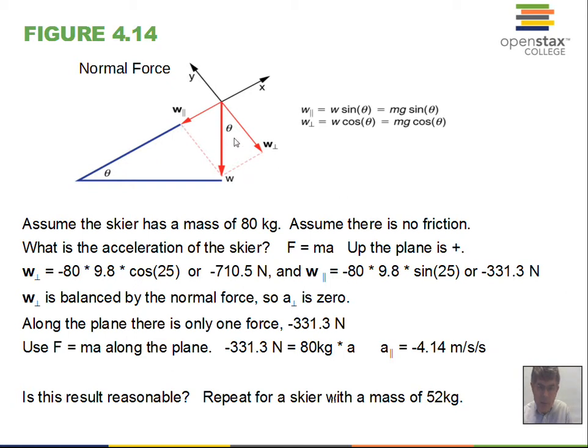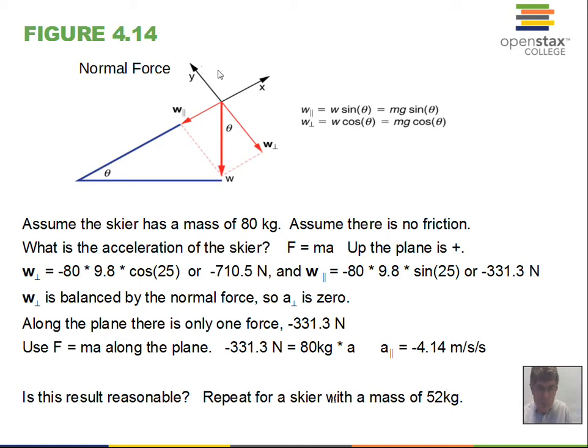The component of the weight that's parallel to the plane, acting down the plane. Now we're opposite to the angle theta. So we need the sine function. And again, I just inserted the minus sign here because I can see from my diagram that this force is going down the plane. I'm choosing up the plane to be positive. So minus 80 times 9.8 times sine of 25 degrees, minus 331.3 newtons.